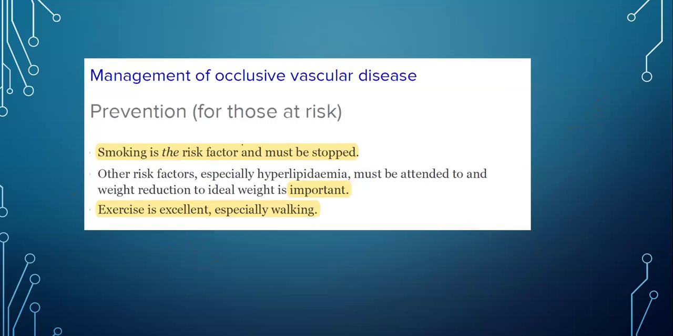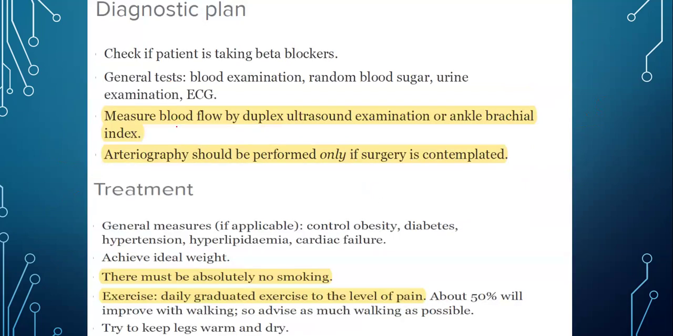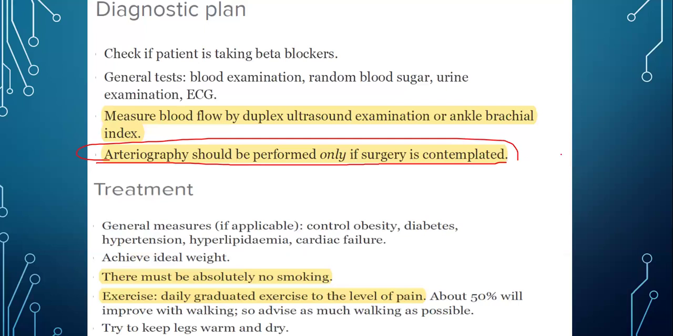So what will be the management? So smoking has to be stopped. That's the first thing that you need to ask the patient to stop. Then also supervised exercise is very good. Reduction of body weight is important. You can see arteriography should be performed only if surgery is contemplated. So arteriogram is mainly reserved for severe cases.